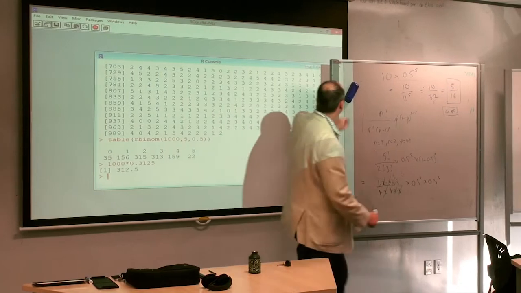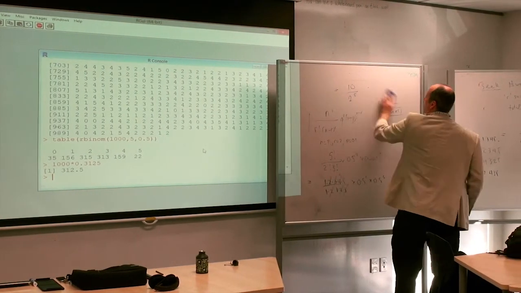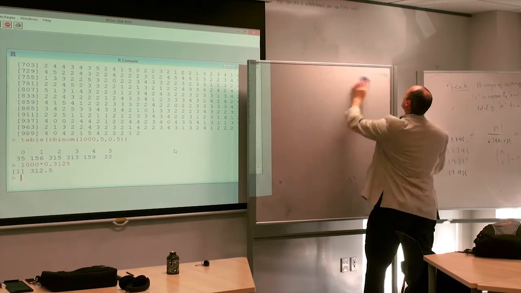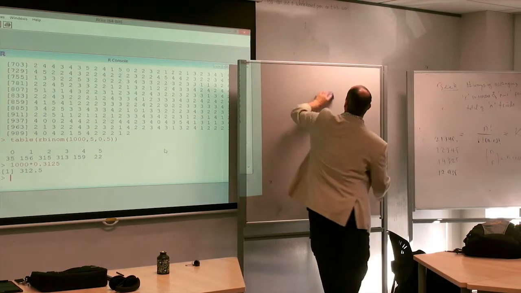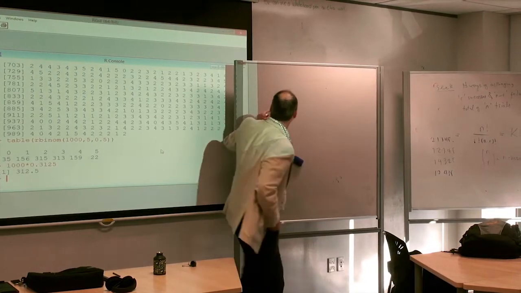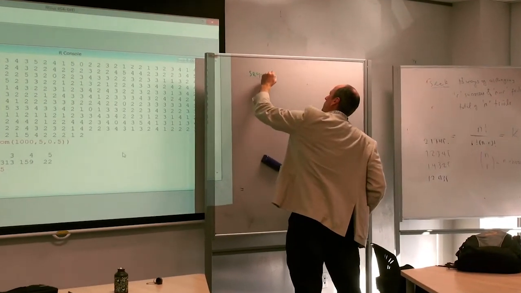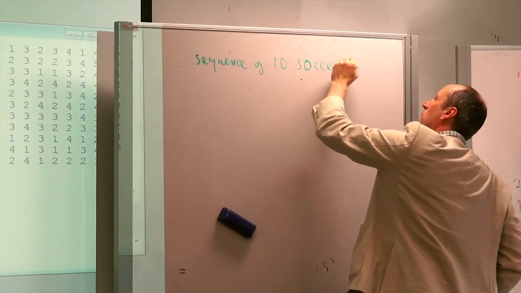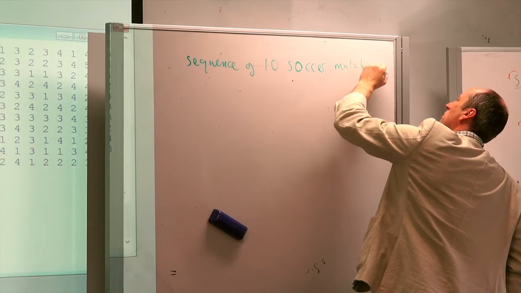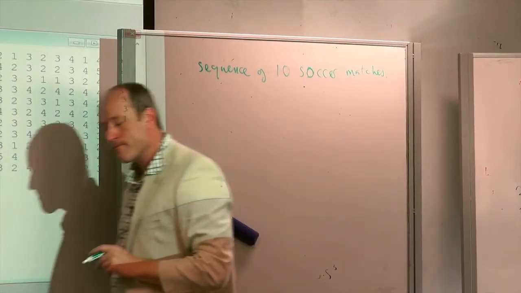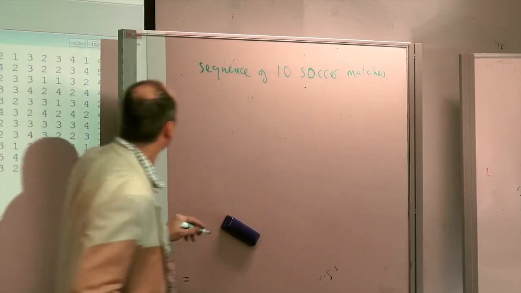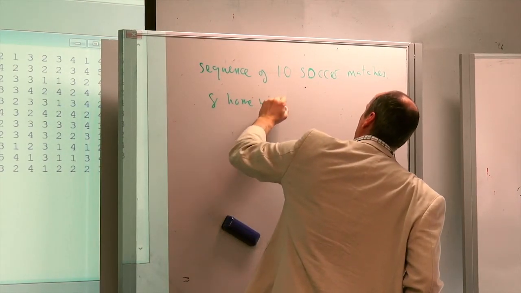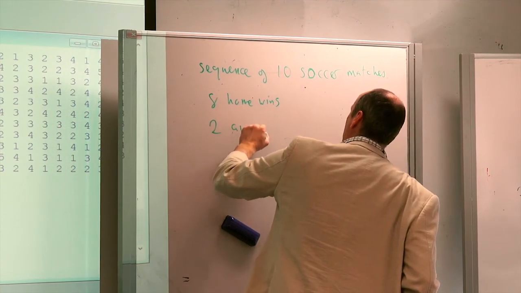I'm now going to introduce, using the binomial distribution, the notion of hypothesis testing. So let's just say that we've got a sequence of 10 soccer matches, and let's just say that we have 8 home wins and 2 away wins.